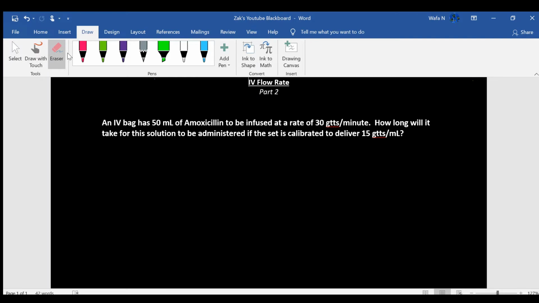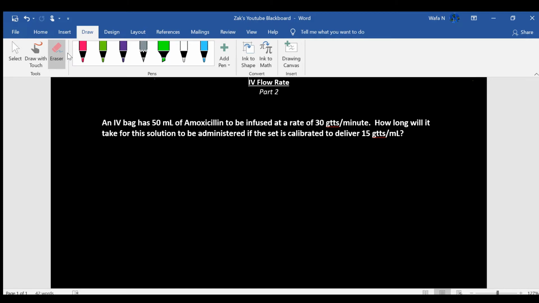Today's episode is a continuation of the last module regarding IV flow rate. So this is part two of that last episode. Today's question asks: an IV bag has 50 milliliters of amoxicillin to be infused at a rate of 30 drops per minute. How long would it take for this solution to be administered if the set is calibrated to deliver 15 drops per milliliter? This is slightly different from the last module, but it's the same setup, the same formula.